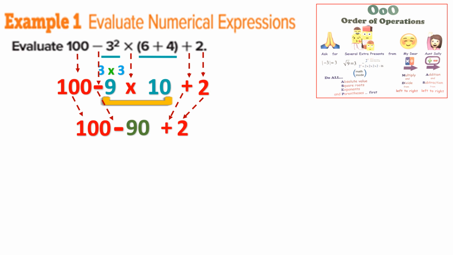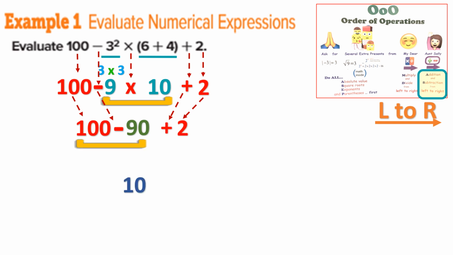My final step is doing all addition and subtraction from left to right. So I have to start with 100 minus 90. It does not matter which one comes first. It matters that I go from left to right. So 100 minus 90 gives me 10. 10 plus 2 gives me an answer of 12.